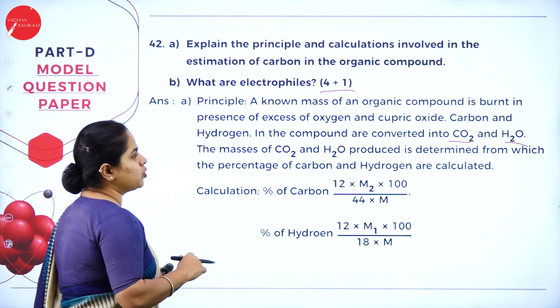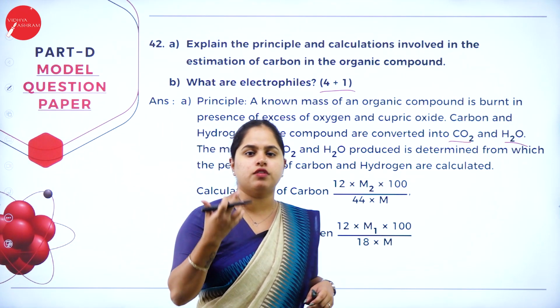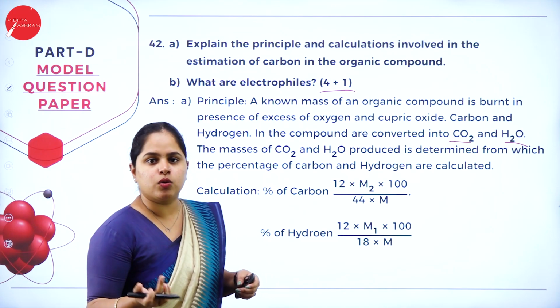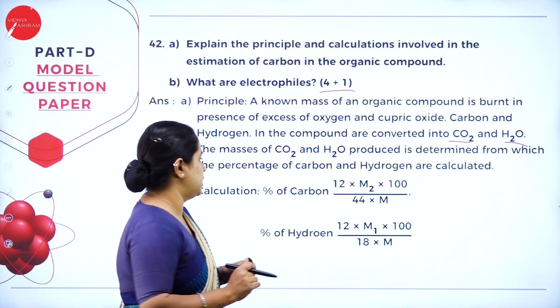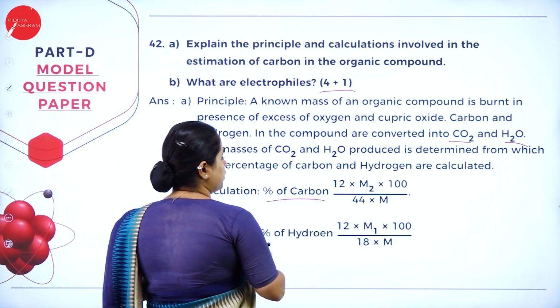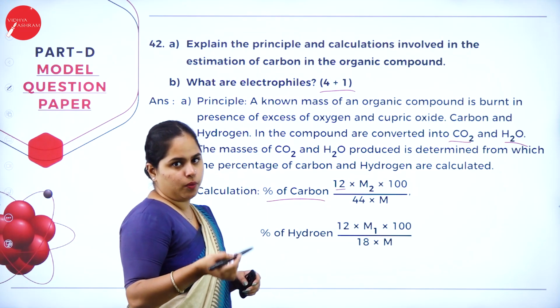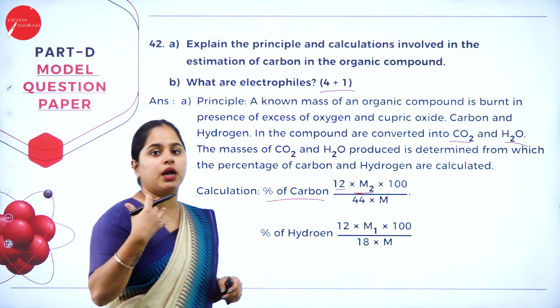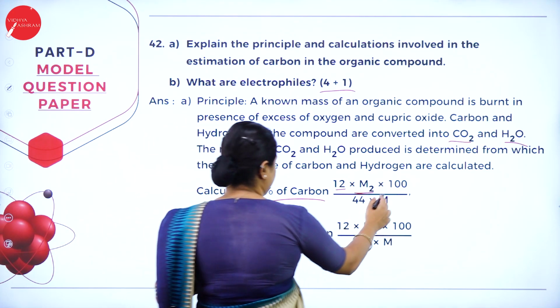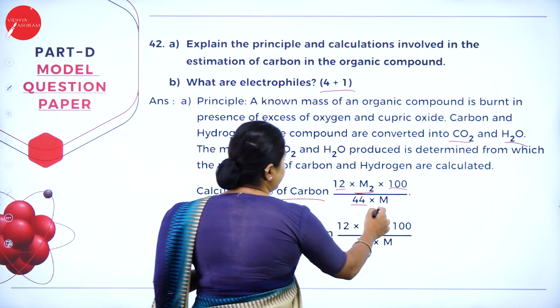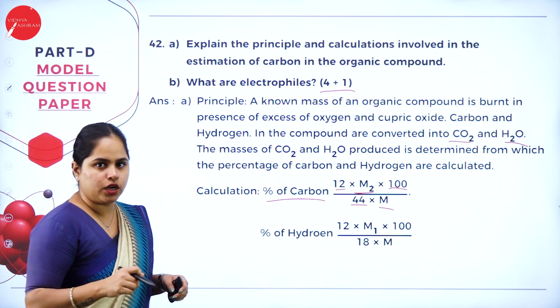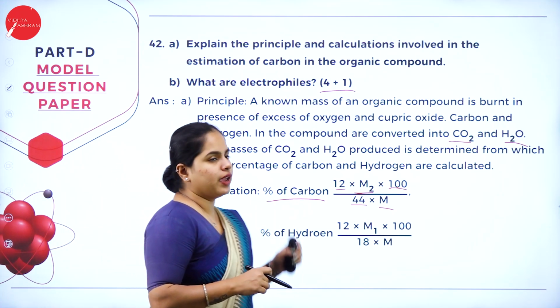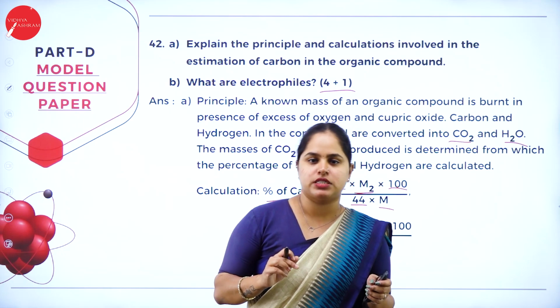Now, coming on to the calculation, once we get to know about the mass of carbon dioxide, we can calculate the percentage of carbon present in it. So, how do you calculate the percentage of carbon? It is 12, that is atomic mass of carbon, into M2, that is how much of carbon dioxide is formed, into 100, divided by 44 into the mass of the organic compound which is taken. So, in this way, if you calculate, you can find out the percentage of carbon.